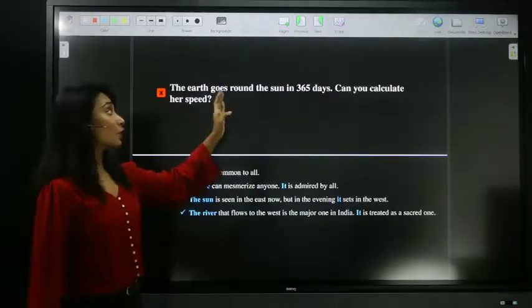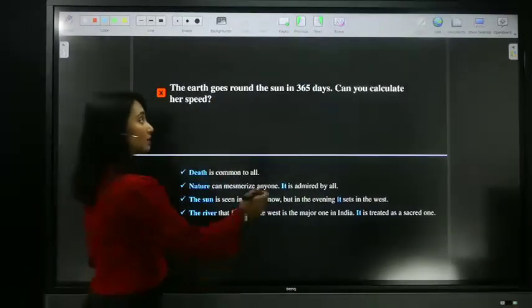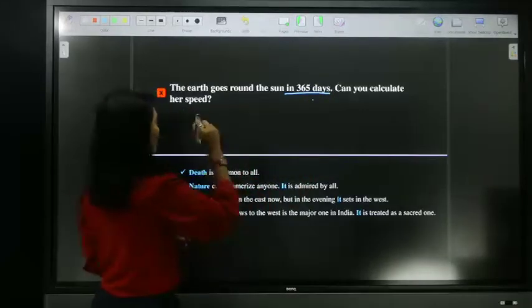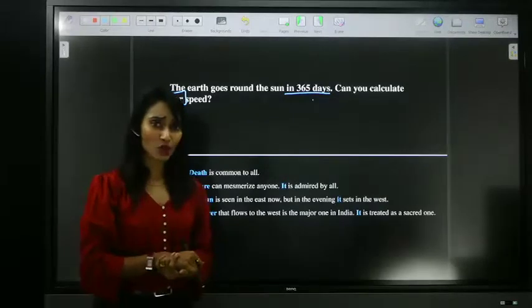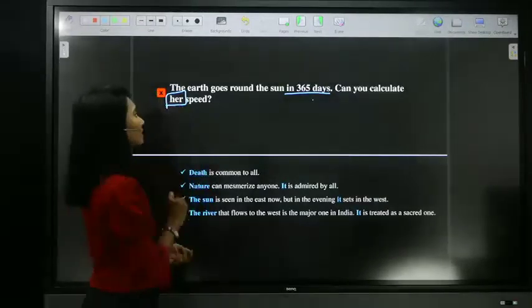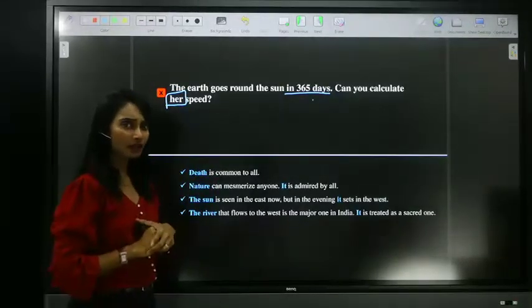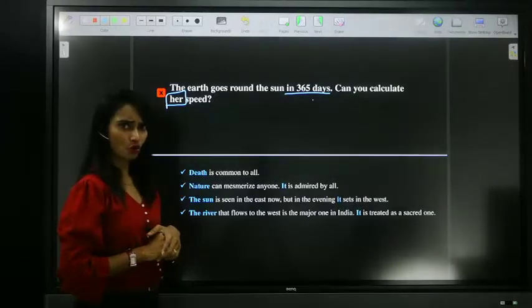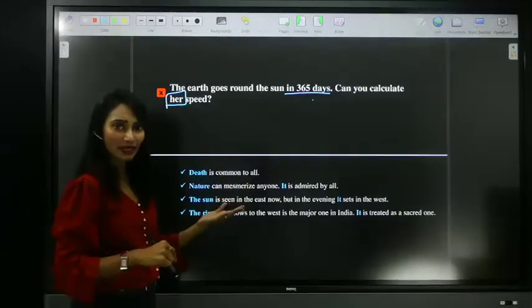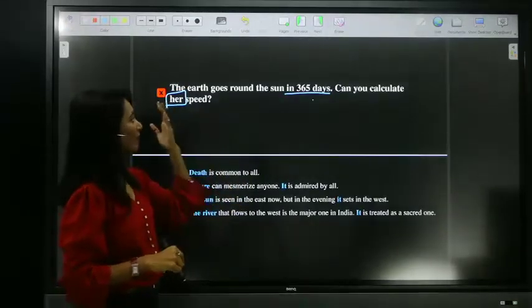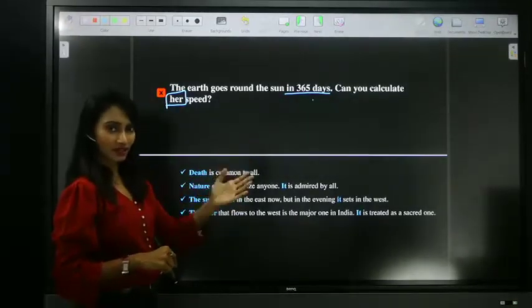The earth goes round the sun in 365 days. Can you calculate her speed? Now, did we personify earth here? Is earth personified? No. We are talking about earth and its speed, right?